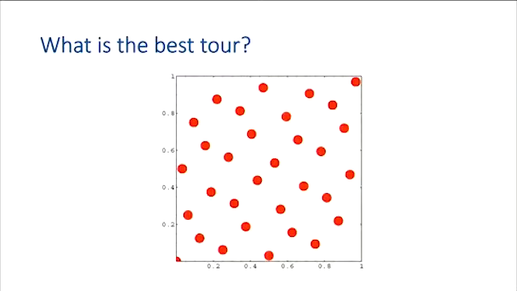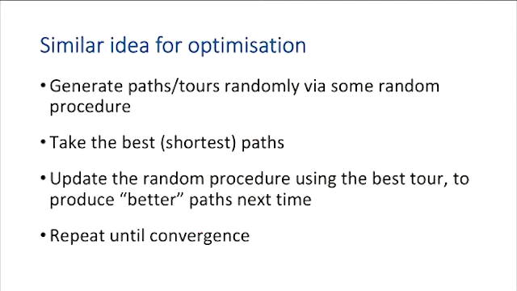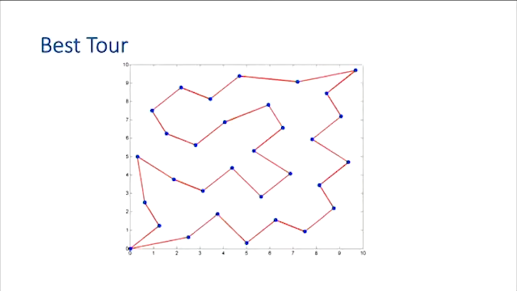So what you could do is use this Monte Carlo idea of just randomly simulating paths. And some of them will actually go through the same node many times. Yeah? But you update your mechanism as you go along. Yeah? So you update your random procedure by taking the best paths. And then you can repeat that and you might get a solution like this.